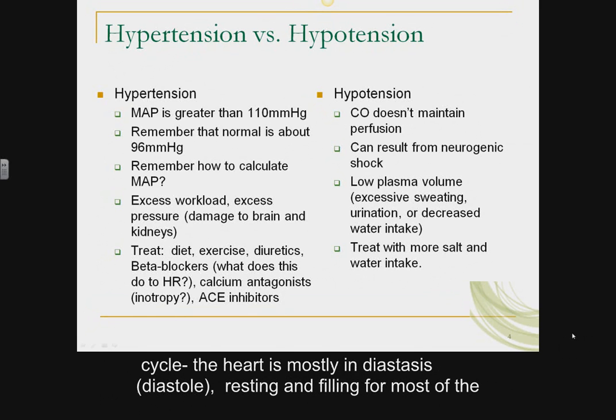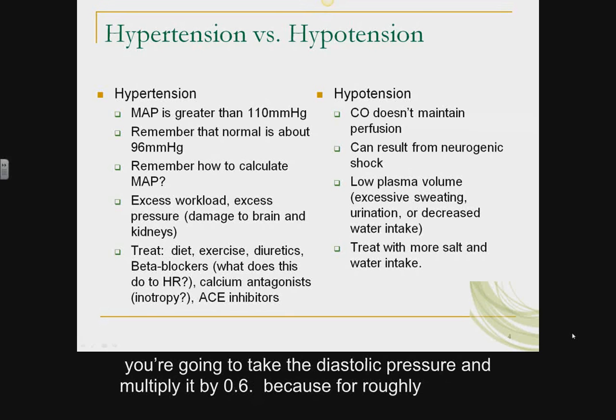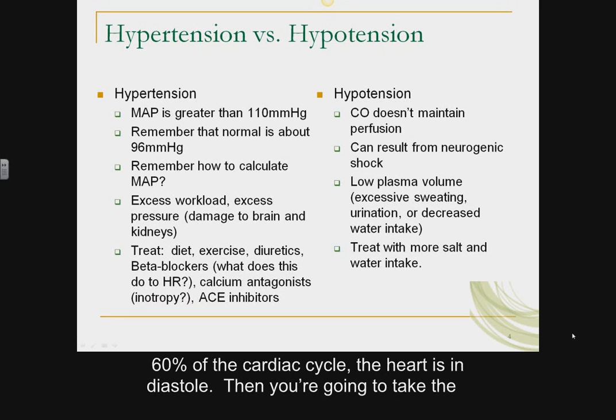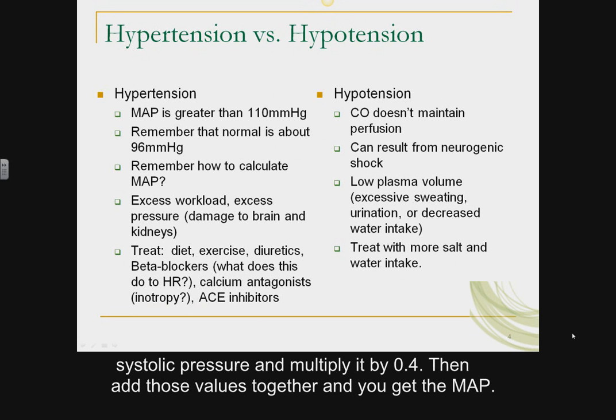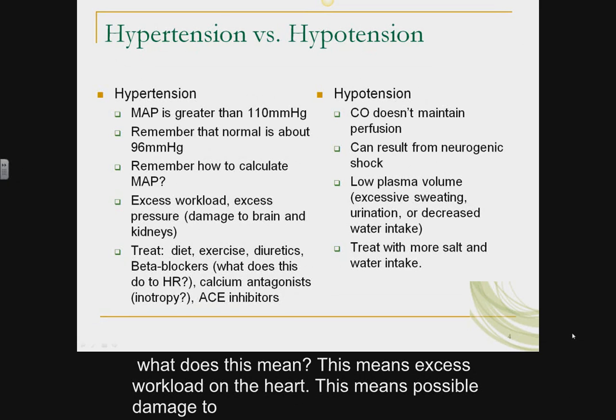Consider the cardiac cycle. The heart is mostly in diastasis, or ventricular diastole. The resting and filling phase is occurring for most of the cardiac cycle. So we're going to give more weight to the diastolic blood pressure. You're going to take the diastolic pressure and multiply it by 0.6, because for roughly 60% of the cardiac cycle, the heart is in diastole. Then you're going to take the systolic pressure and multiply it by 0.4. Then add those values together and you get the MAP. Normal MAP is 96 millimeters of mercury.